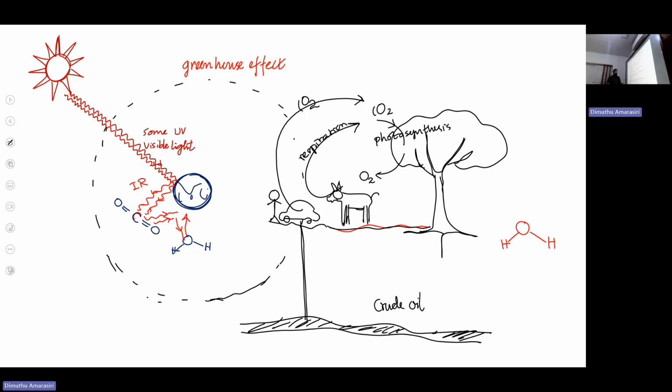And name the environmental problem that occurs by the percentage of carbon dioxide increasing in the atmosphere. It's called global warming. I'll give you the answers. So it's called global warming.